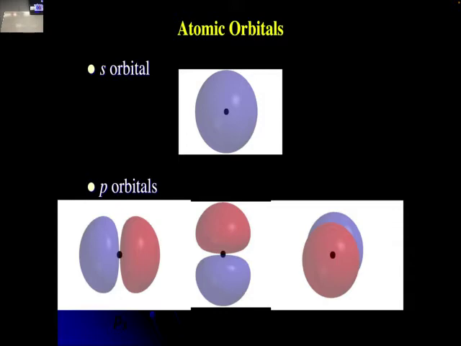So you've got a spherical orbital, we call that an s orbital. We've got these 3 p orbitals, and each one of them lies on a different axis, okay?